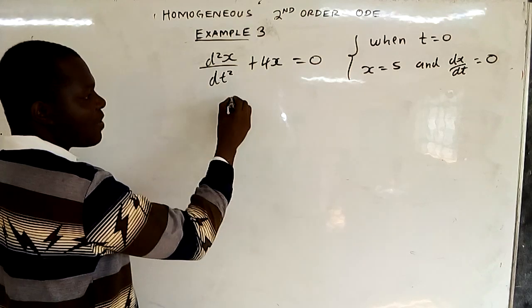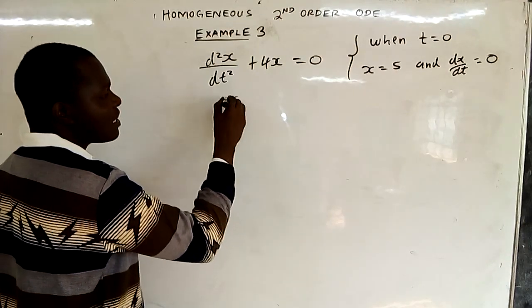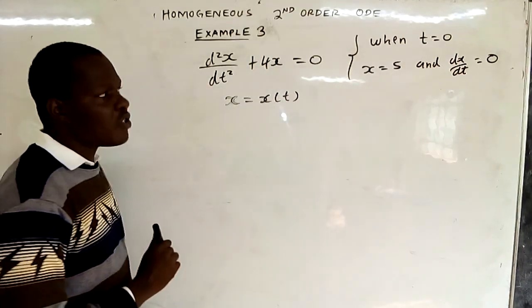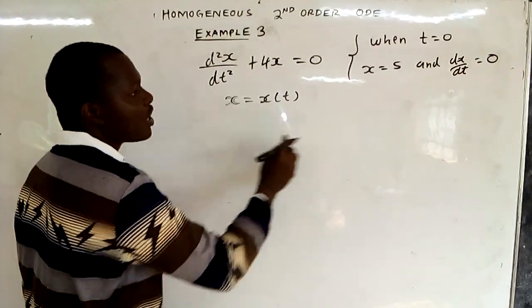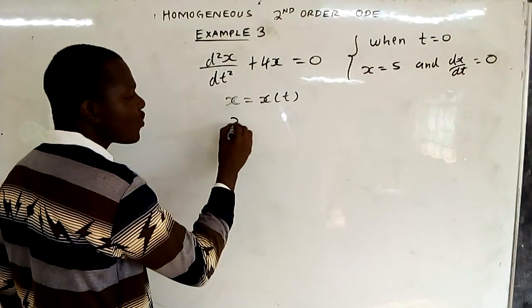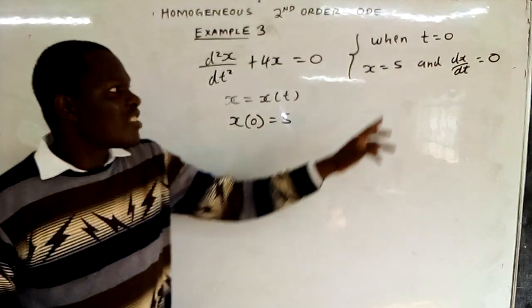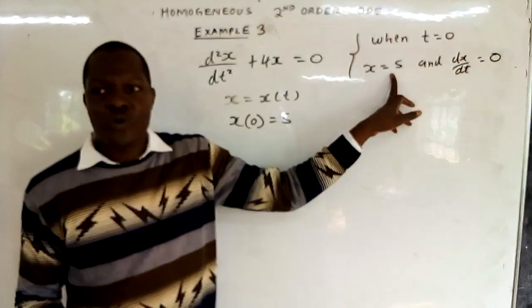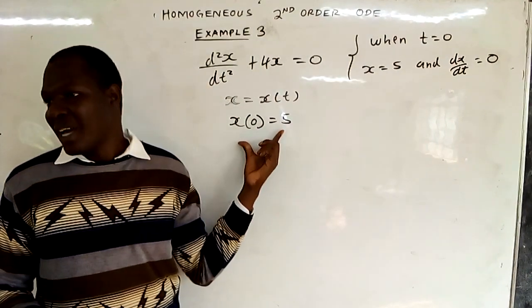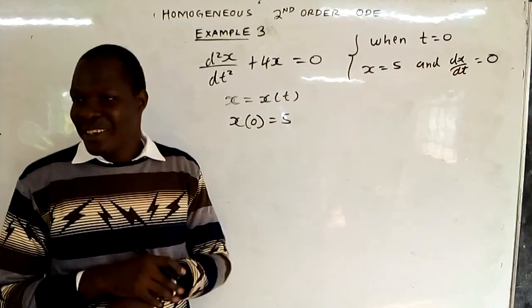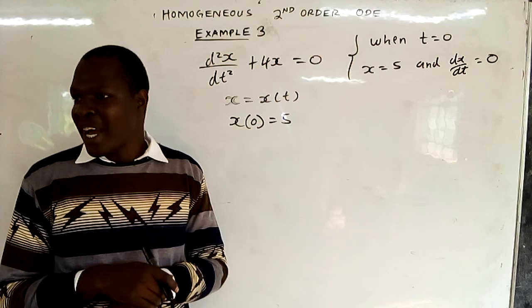Okay? So if x is a function of t, it can be written as x is equal to x of t. So if you look at the initial condition, x is 5 when t is 0. So they are telling you when t is 0, x is equal to 5, meaning this initial condition can be written in this form: x of 0 is equal to 5. Are you seeing how it is expressed?